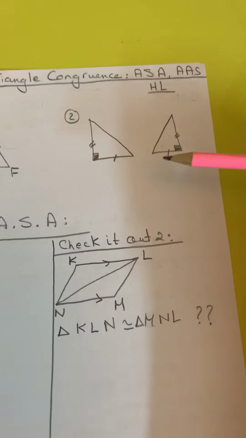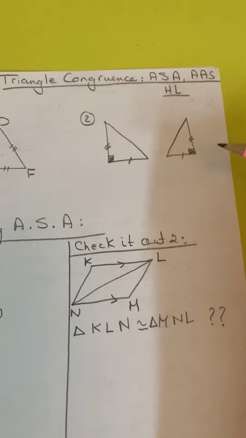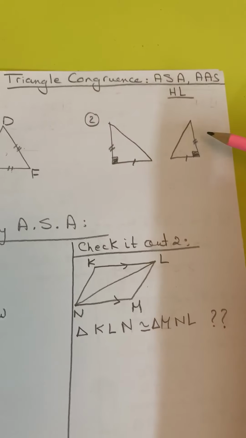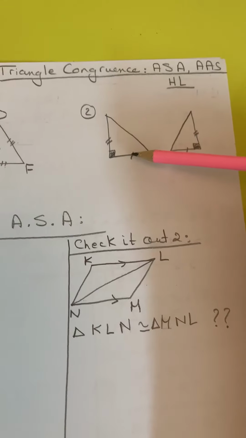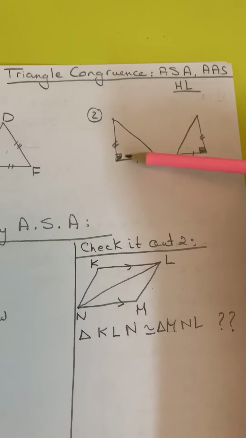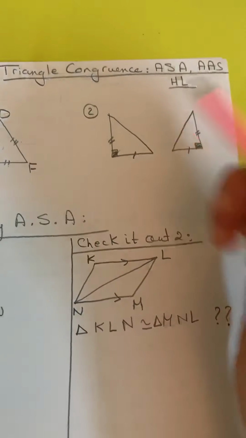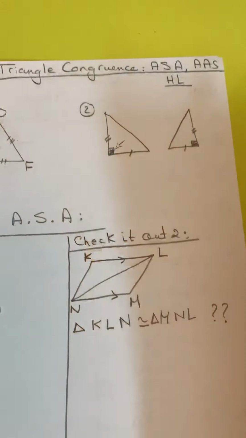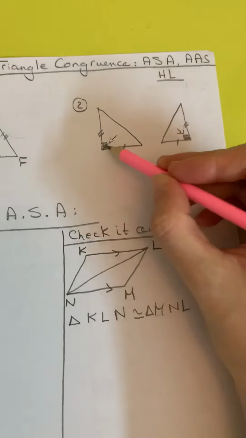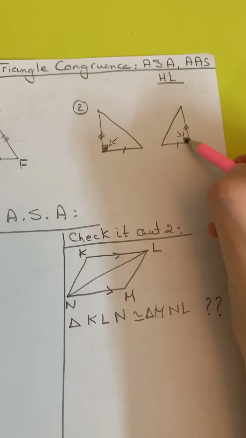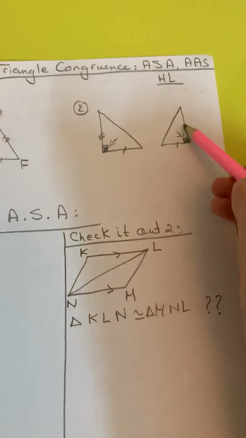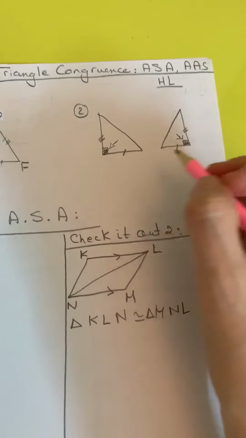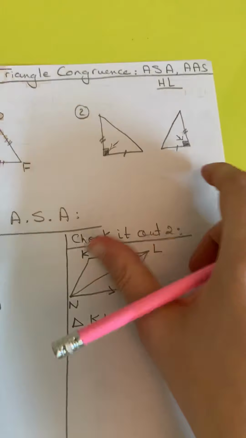And the other case was side, angle, side. If you have these two sides equal, and these two are equal, and the two angles in between, included in the sides, are congruent, so the two triangles, we say they are congruent by side, angle, side.